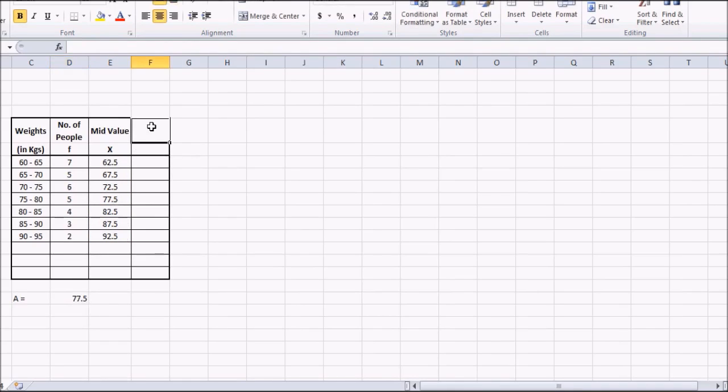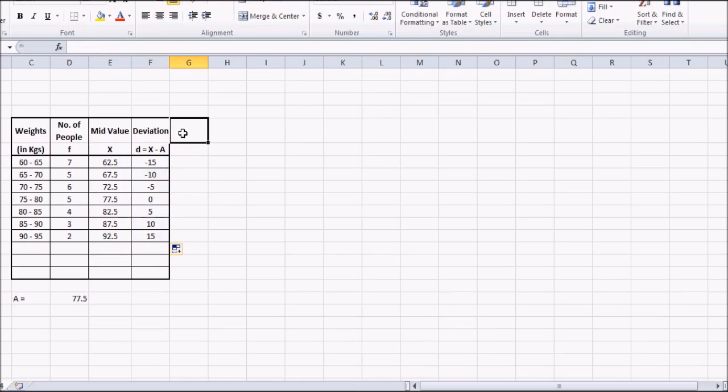Now next we need to find the deviation, d equals your mid values, that is the variable x, minus the assumed mean a. Here it would be 62.5 minus 77.5, and to fix this 77.5 I'll put dollar symbol here so that we can drag the formula and drop into all the cells. Here the difference is minus 15, drop it into other cells because we have the same formula, and we get the deviation values minus 15, minus 10, minus 5, 0, 5. Now you see that if we add the deviation here, it's going to be 0, and this is the most suited case.